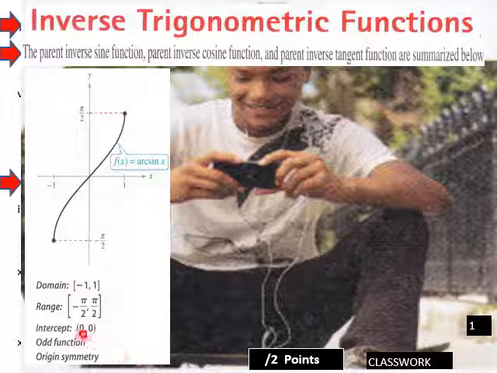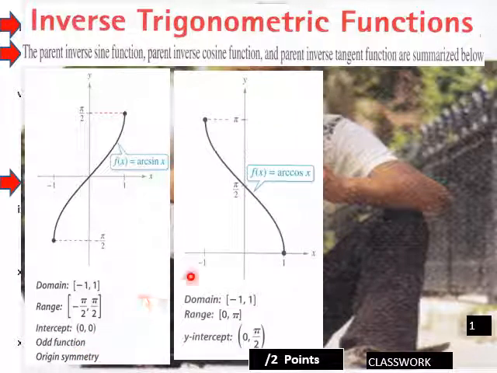So here is your parent for arc sine, the inverse sine function. It starts at negative pi over 2 and goes up to pi over 2. That is your range, and your domain is the interval negative 1 to 1. The intercept is 0, 0. It is an odd function, with symmetry about the origin.